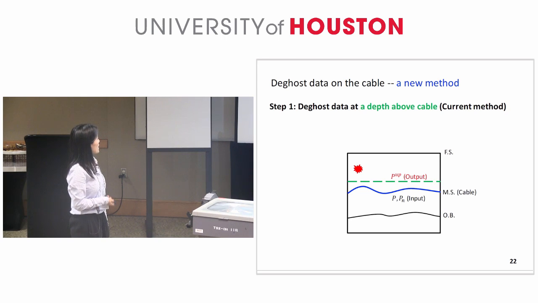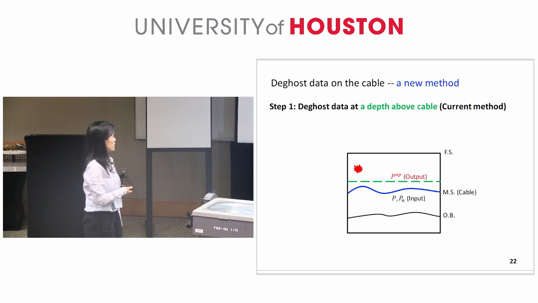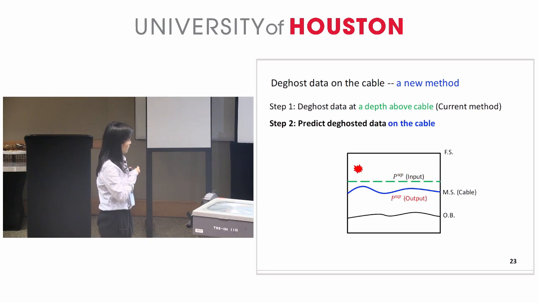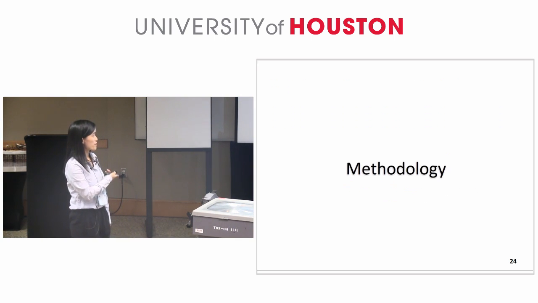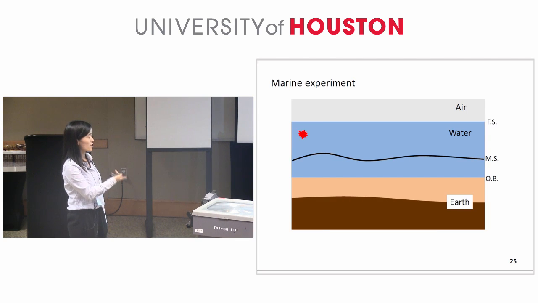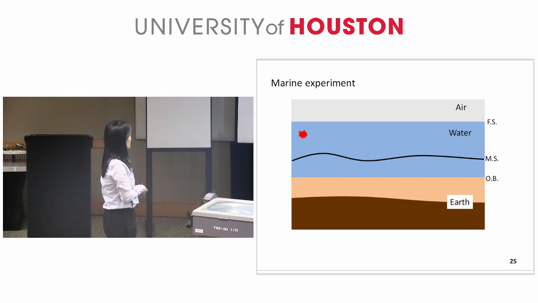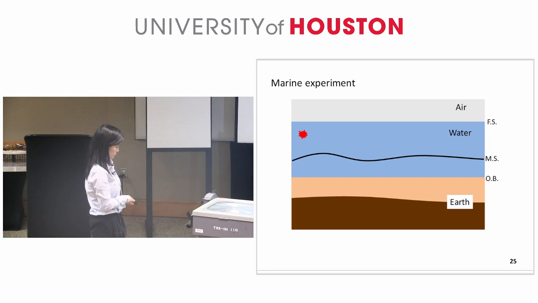So the second step is actually new here. We use the output result from the first step as input to predict the deghosted data on the cable. You may have already realized that this is a one-way wave prediction to predict the data from top to the two depths. So next, let's look at the detail here.